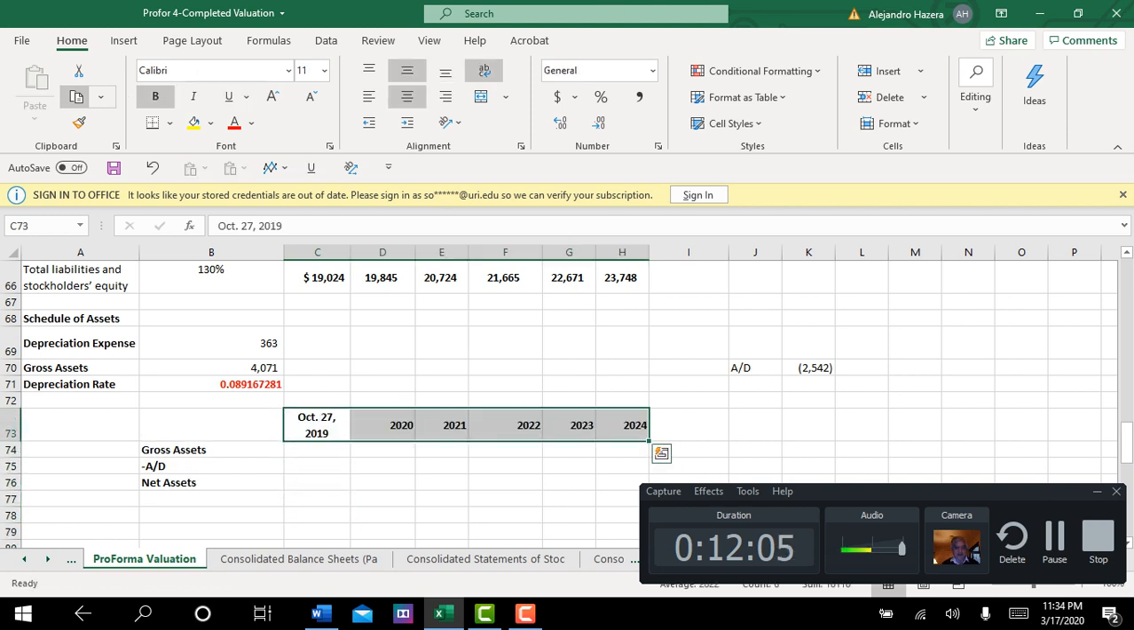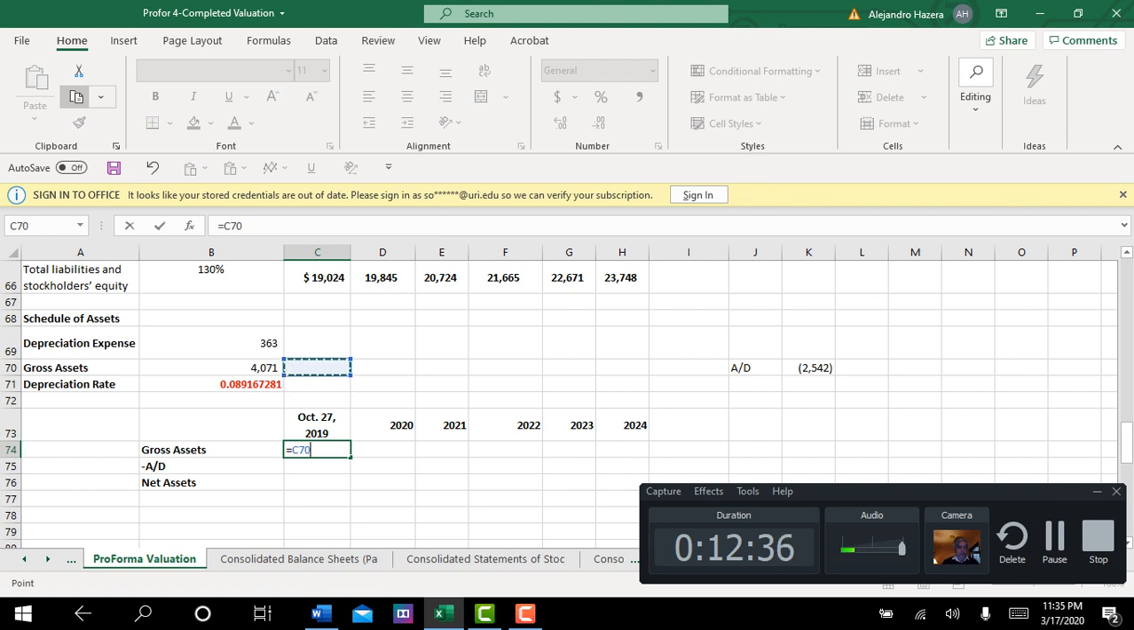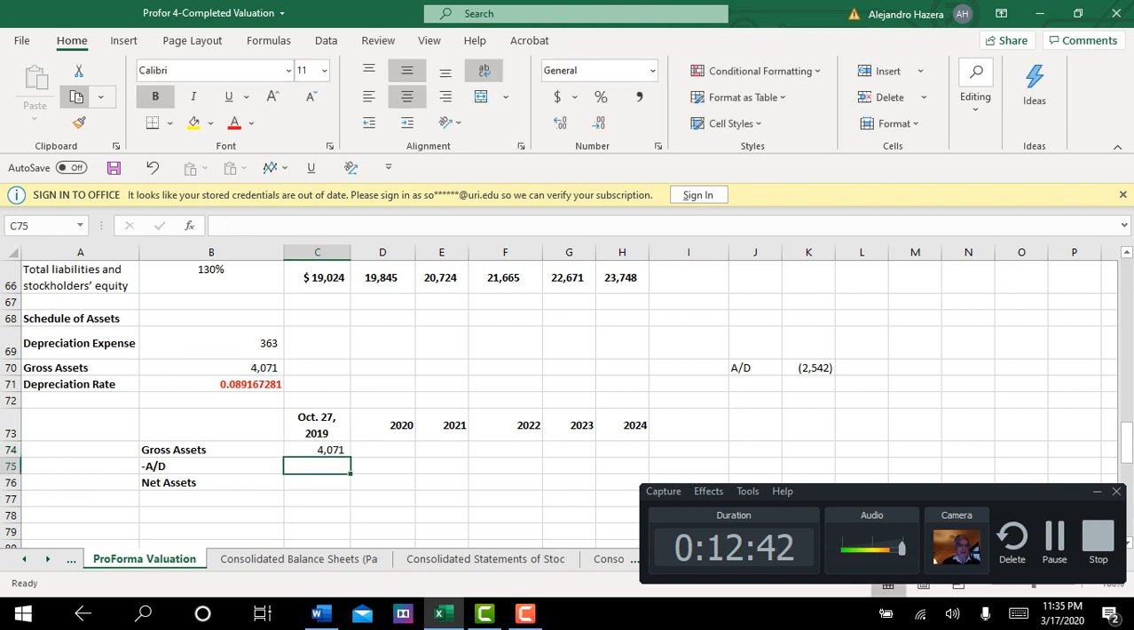Okay, so these are the years that we're trying to predict what our gross assets will be, and we're also trying to predict what our accumulated depreciation will be, and of course the net assets. Now here's a hint: the net assets are already predicted up on the balance sheet. We'll do that in a second. Okay, anyway, so let's start here, and we already know, and this is why I picked a number off, that our gross assets for 2019 from the footnote is 4071. Okay, so our gross assets for our base year is 4071.